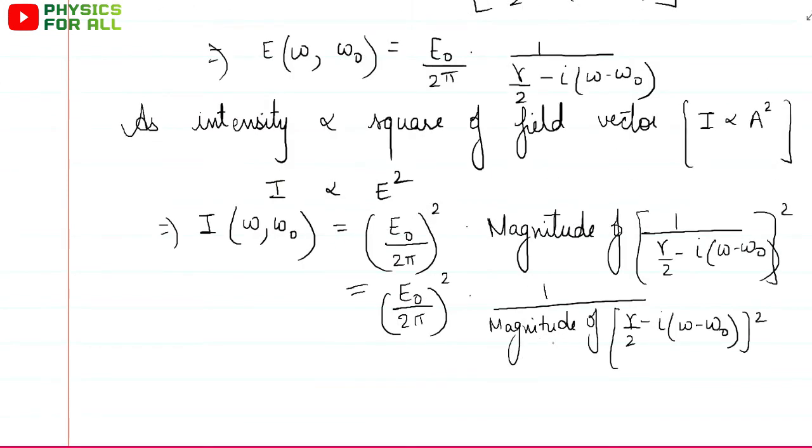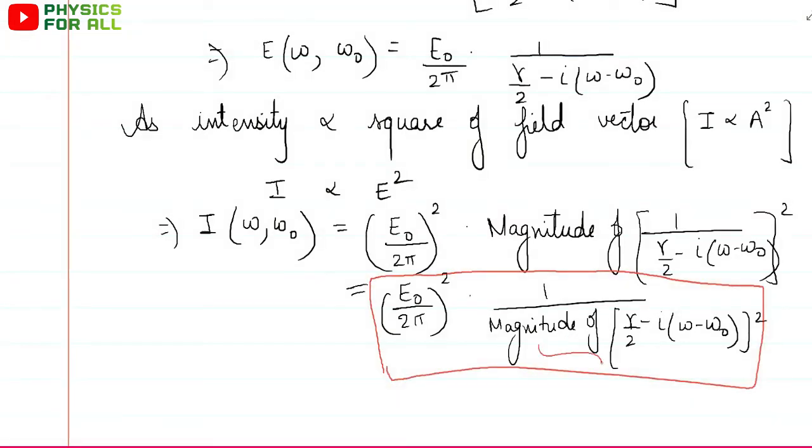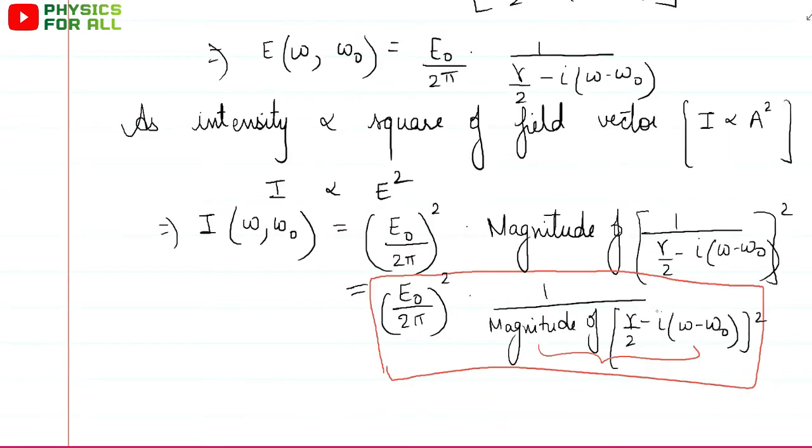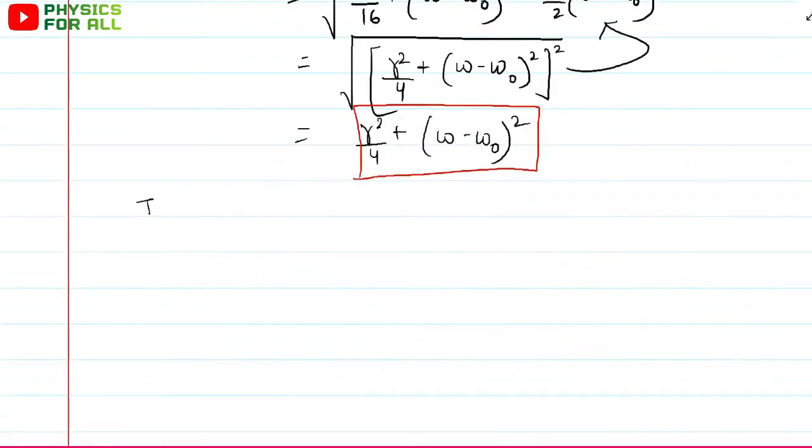We stopped here. Now we have to write the value that we have just found. And what is that value? Gamma square by 4 plus (omega minus omega naught) whole square. I'm going to substitute this value here. Again, I have I omega omega naught.